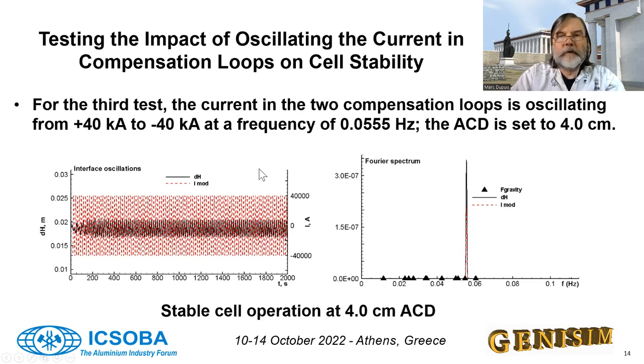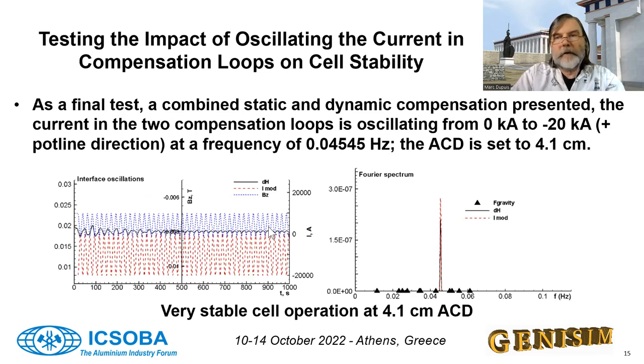The third one is a higher frequency, less ACD, 4 instead of 4.1, and we're back to plus and minus 40 kiloamps for the current in the two compensation loops. So again, this is a very much higher frequency oscillation, but still completely stable. So that's the three results where you have only pure dynamic compensation.